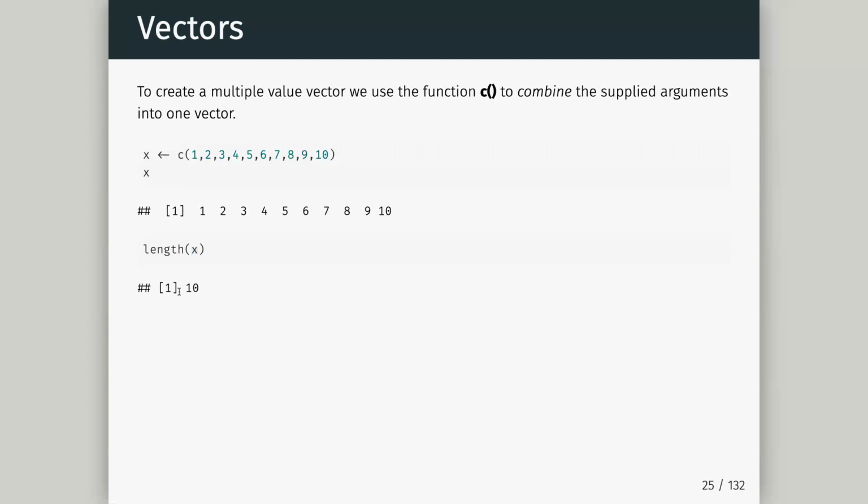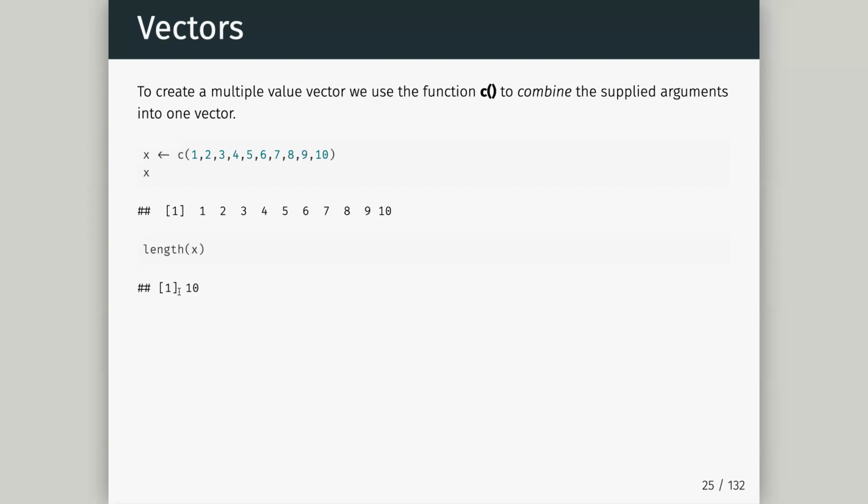So to create longer vectors, we can just use this function. We can create multiple value vectors, so we can have more than one value in it. And we just need to use this function c, which stands for combine in R. And this combines the arguments into one vector in that order.